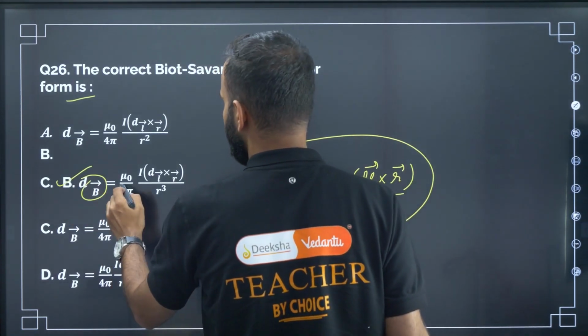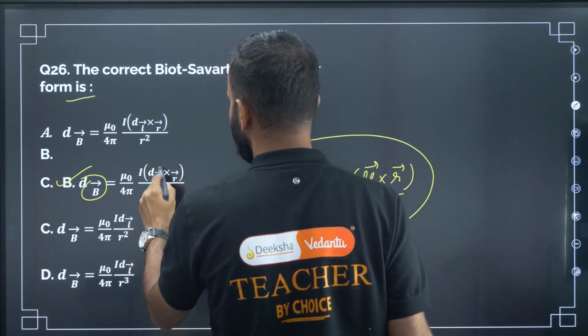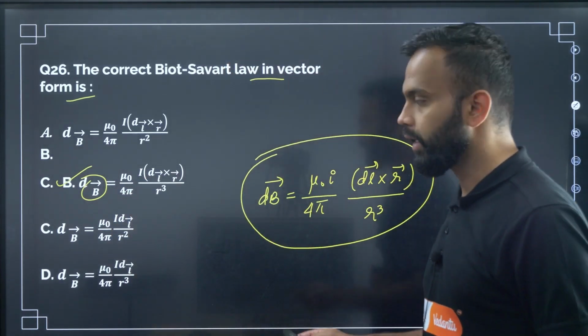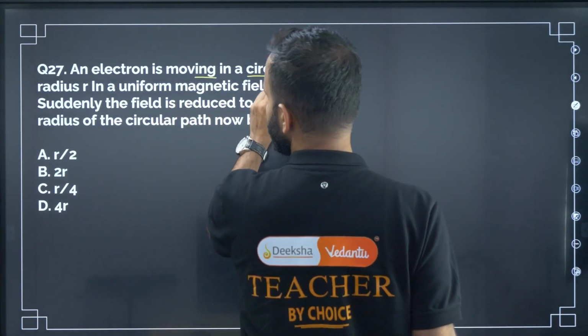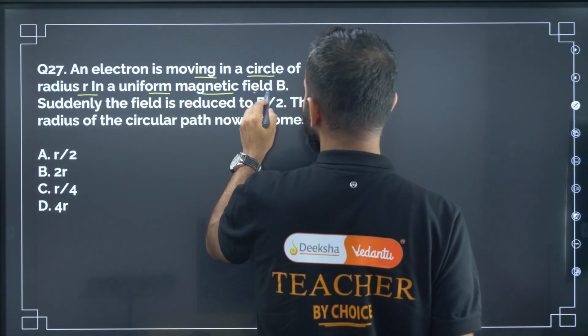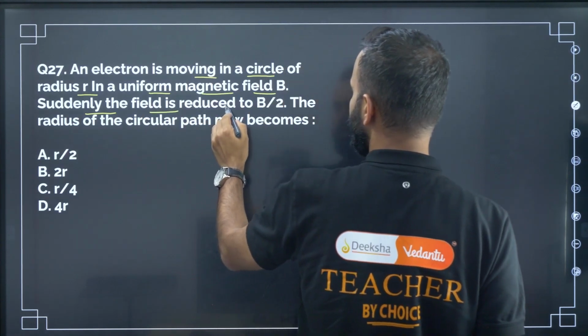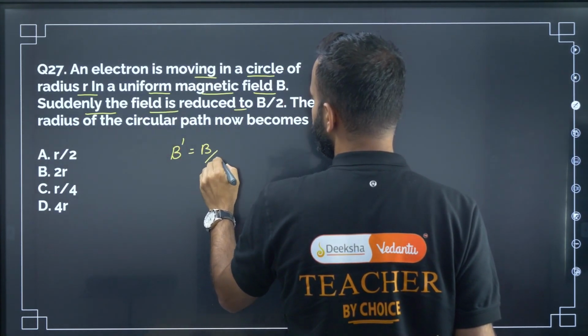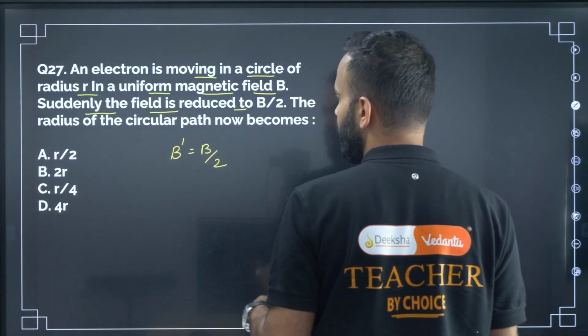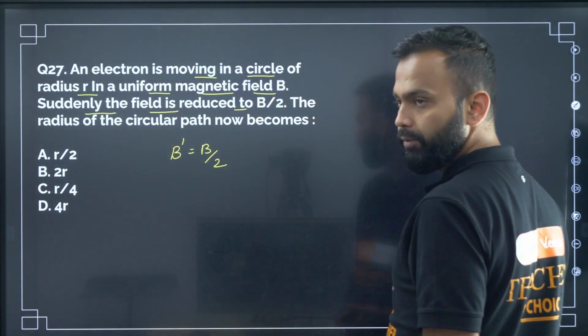dB vector is equal to mu naught divided by 4 pi into I into dl vector cross r vector divided by r cube. Question number 27. An electron is moving in a circle of radius r in a uniform magnetic field B. Suddenly the field is reduced to B by 2. Here B dash is equal to B by 2, the initial field is B. The radius of the circular path now becomes.